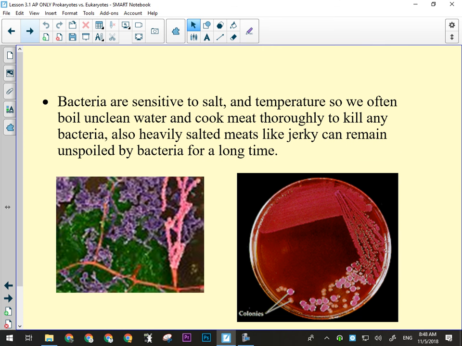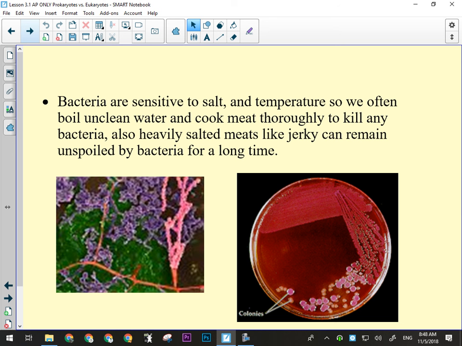Okay, so bacteria can be sensitive to salt and temperature. In order to kill bacteria, we usually use soaps or high temperatures or high pressures. Bleach obviously can kill them off. If we want to prevent them from growing on food, we need to make it difficult for them to grow. So we create conditions within the food that are hard on bacteria that could make us sick.